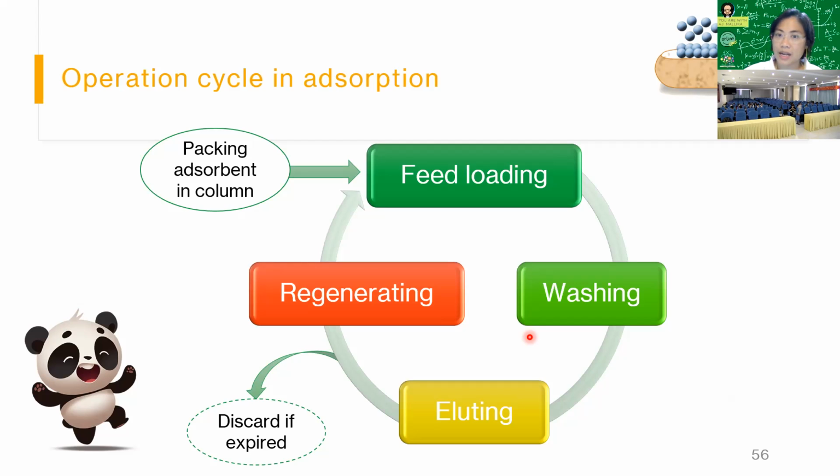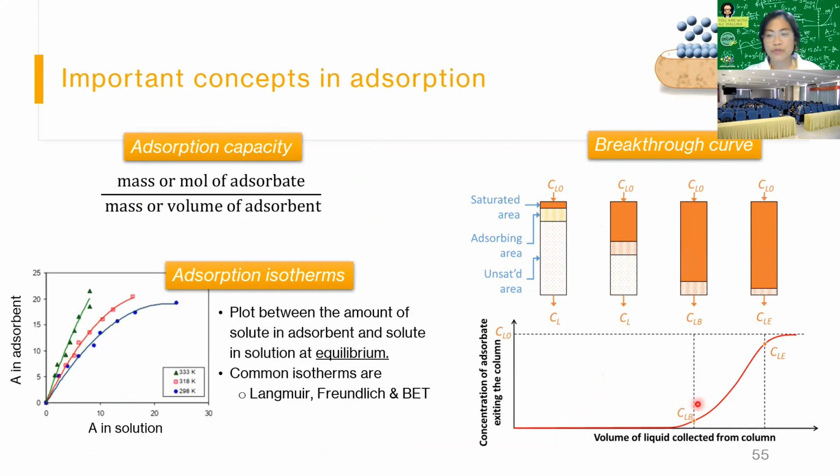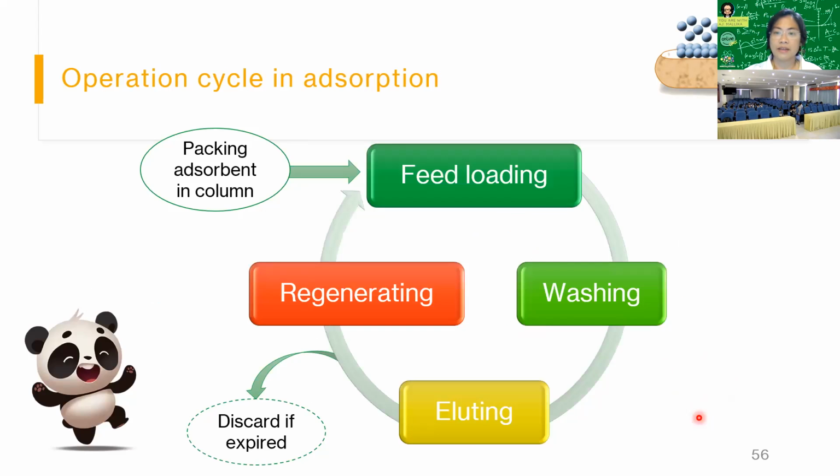So basically you start loading your column or your resin with the feed that you want to remove something out of. Okay, and after you reach the breakthrough that you want, then you can start the process of regenerating it. So you pack the adsorbent in the column, and you put your feed in until what you want. Then you drain the column, and then you wash whatever is not adsorbed at the resin surface. Okay, and then what you can do is elute.